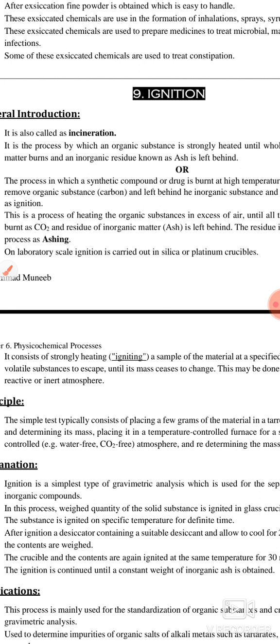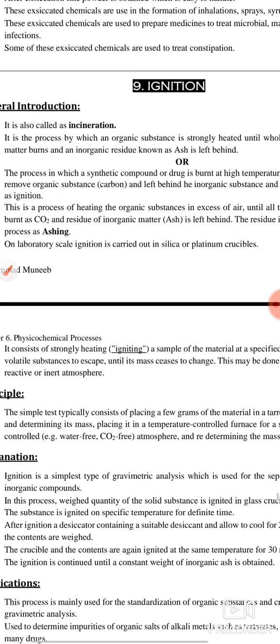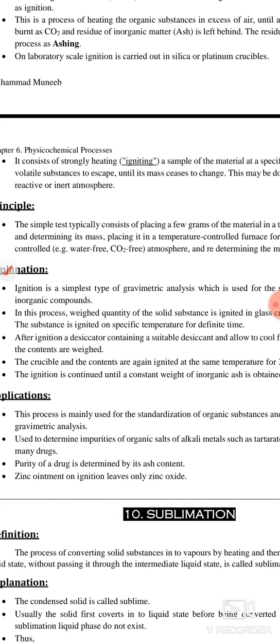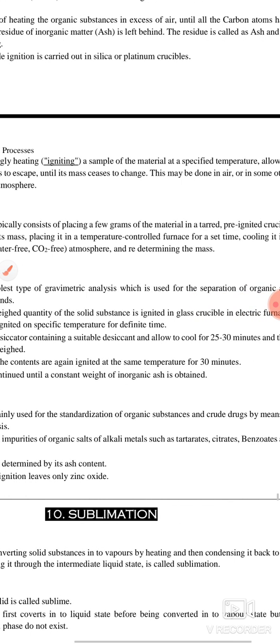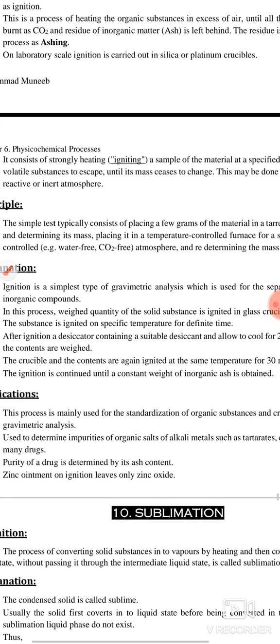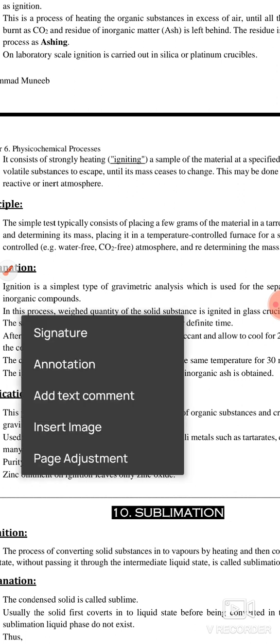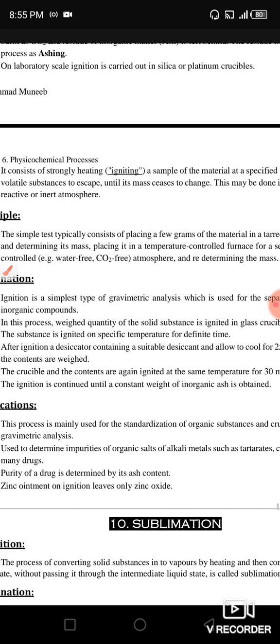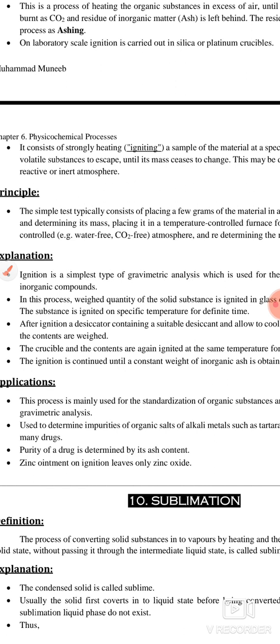On the laboratory scale, ignition can be carried out in silica and platinum crucibles. It consists of strong heating, because you are burning that compound, not boiling or melting it. You are just burning it and turning it into ash. You will need a very high temperature, and volatile substances can escape. It is done in air, and reactive substances enter the atmosphere.